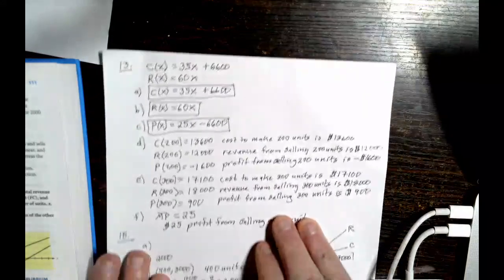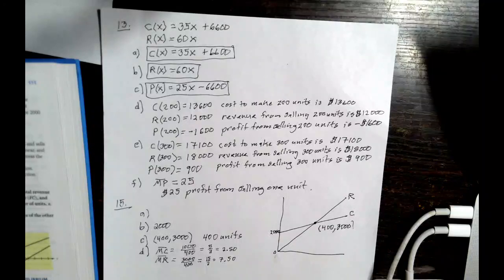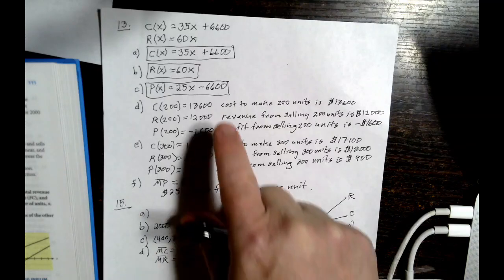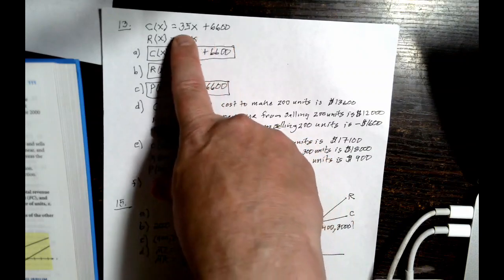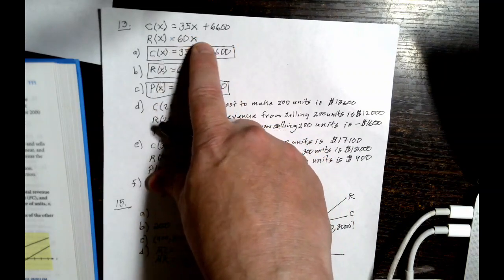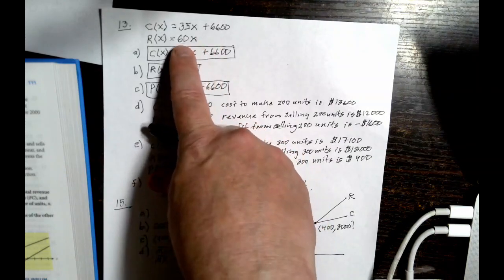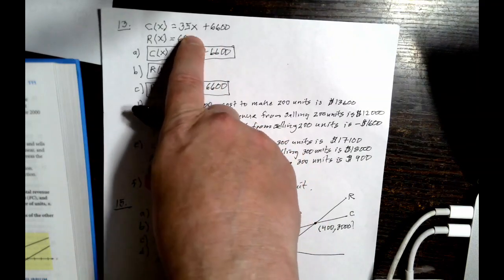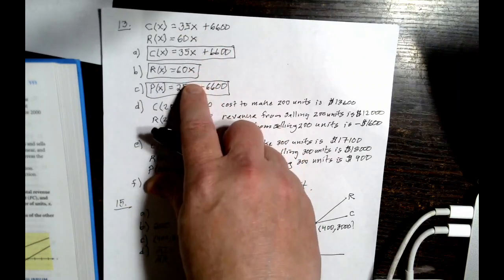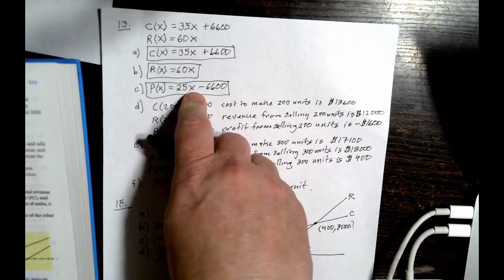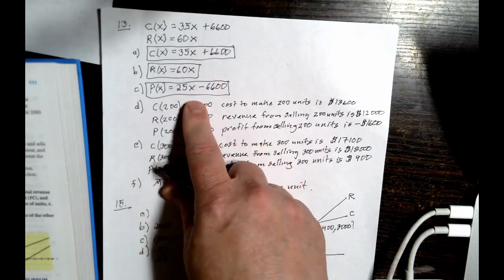Okay, 13. 13 says, their fixed cost for selling helmets is $6,600. The cost to make one helmet is $35. Selling price is $60. So you know your cost and revenue right there. It's always selling price times x, cost to make one times x plus fixed cost. Okay, so you know each one. Profit is simply found by taking revenue minus cost.